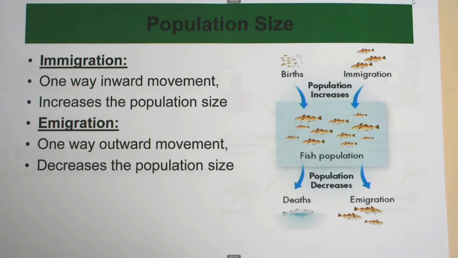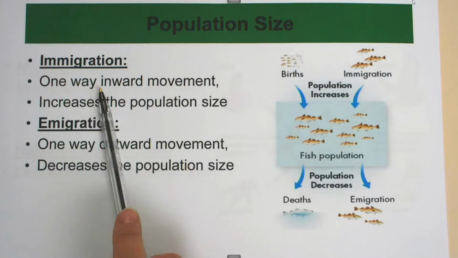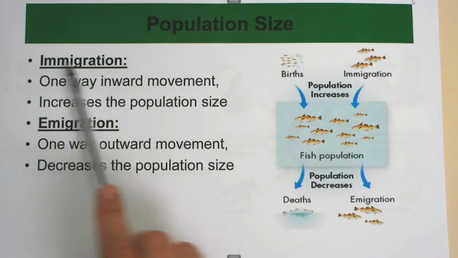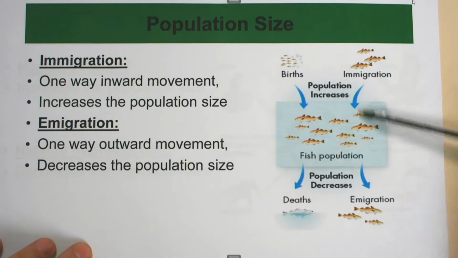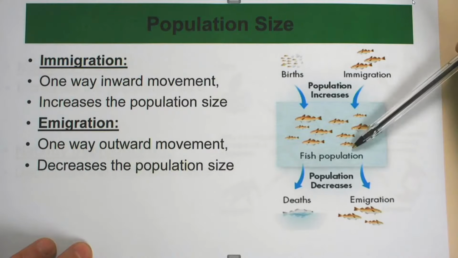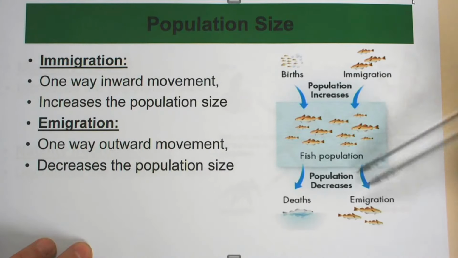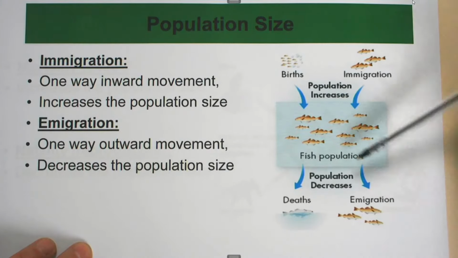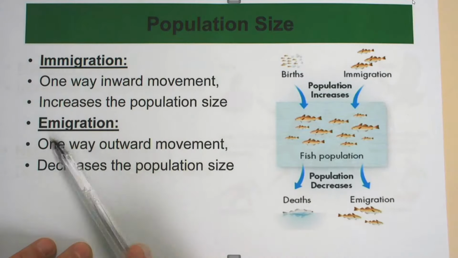Now, two things that are first going to influence population size: immigration. Immigration is the one way, inward. They are coming in. Here I have a fish population. The population is going to increase because some of the fish are coming in. They are immigrating.